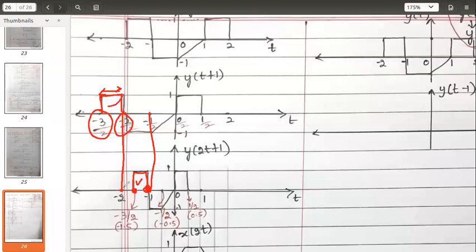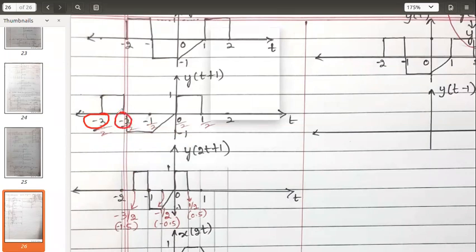This scaling, one pulse scaling, is over. I have shown you the first point. Between -2 to -3 to -2, if you divide by 2, the new range is -0.5 to -1. This pulse will get reduced. Okay, this is one way.